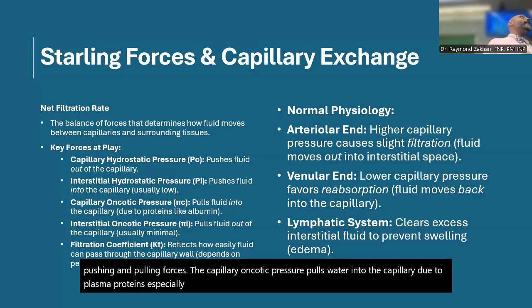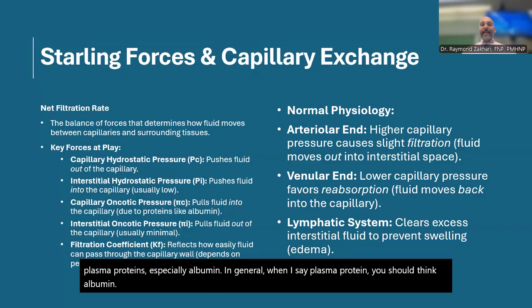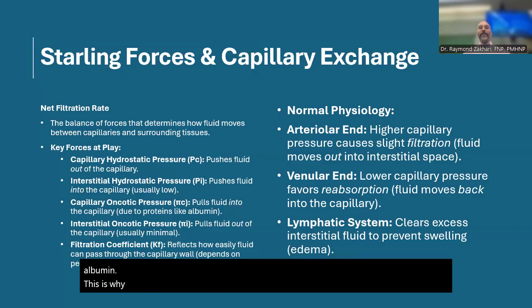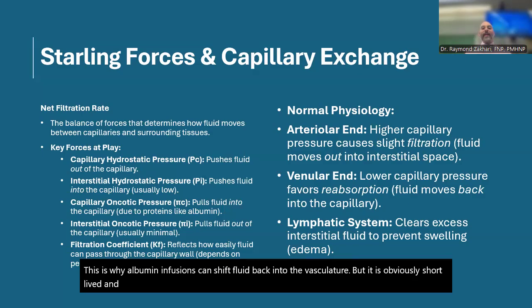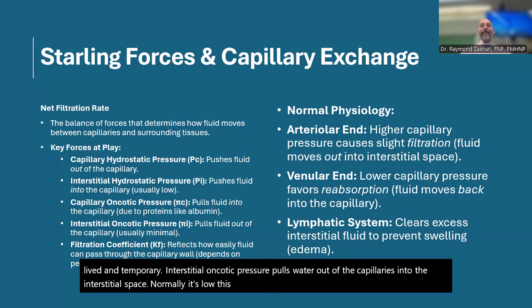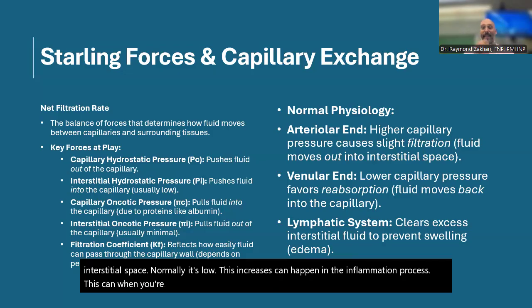In general, when I say plasma protein, you should think albumin. This is why albumin infusions can shift fluid back into the vasculature, but it is obviously short-lived and temporary. Interstitial oncotic pressure pulls water out of the capillaries into the interstitial space. Normally, it's low. This can increase in the inflammation process. When you're inflamed, this can increase that interstitial oncotic pressure.